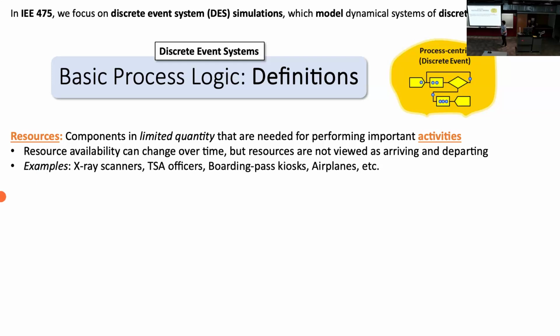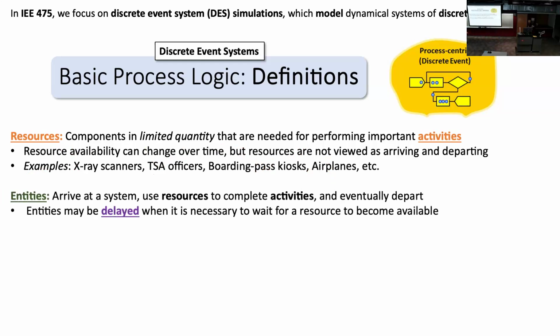So examples: X-ray scanners, TSA officers, boarding pass kiosks, airplanes. These are all things that we think of that are ever present in our system. They might become unavailable, but they're still there. Their ghost is still there. And they delay entities. These are the things that arrive into our system, do something with our system, and then leave. So if I'm modeling a grocery store, usually my entities might be the customers that arrive to the store, spend a little bit of time shopping, and then leave the store. And we could study, how many items did they buy? How long were they there? How long were they at the cashier? And so on and so forth.